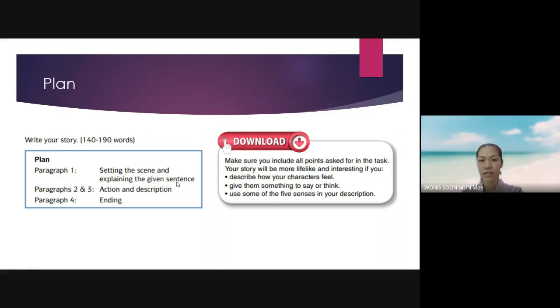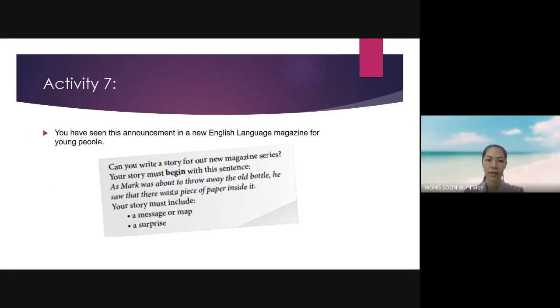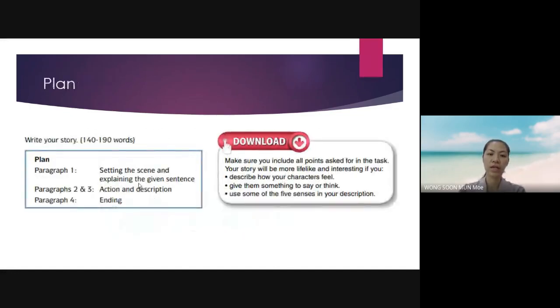Okay, and explaining the given sentence. The first sentence is here, right? Mark, you have the old bottle, you have a piece of paper. So in the first paragraph, you have to explain why Mark is here. Why suddenly Mark is here and then he sees an old bottle, right? You have to explain. So the first paragraph gives you a background about the story.